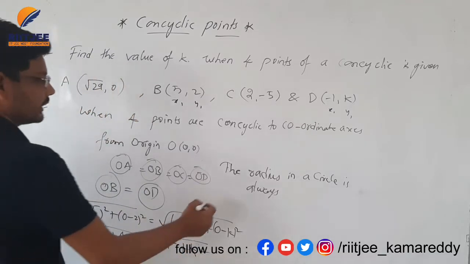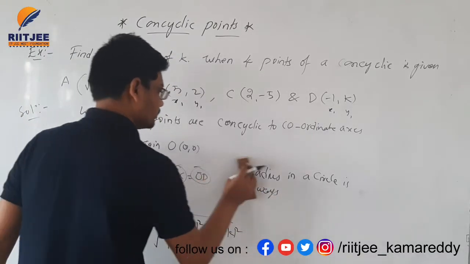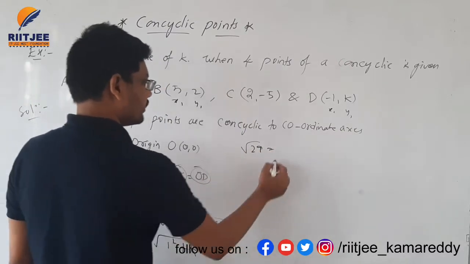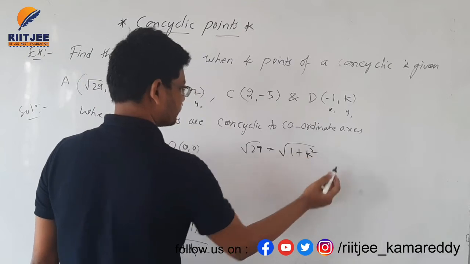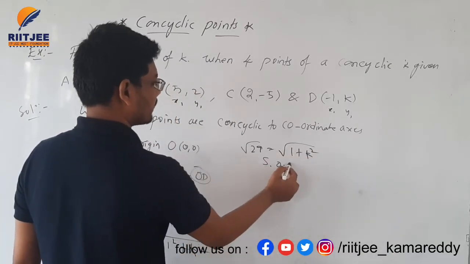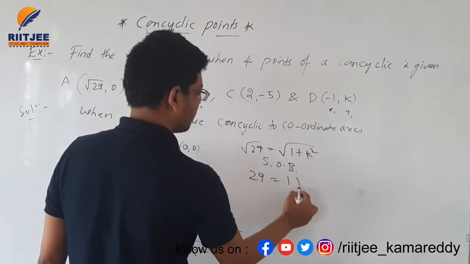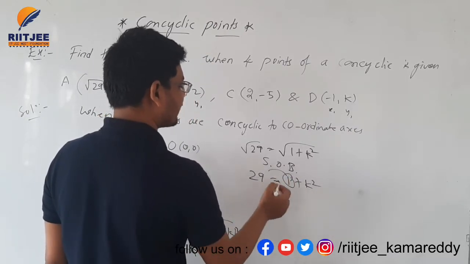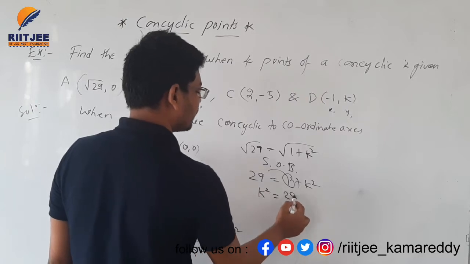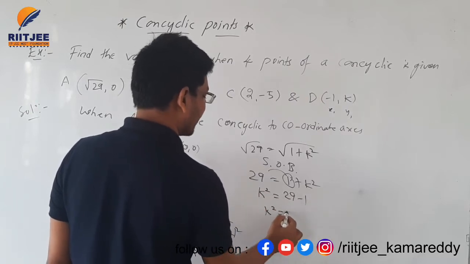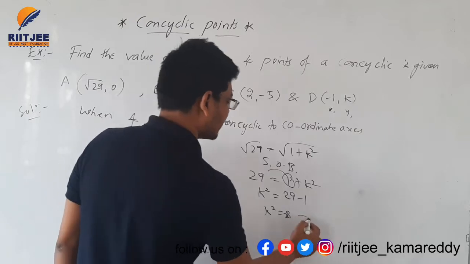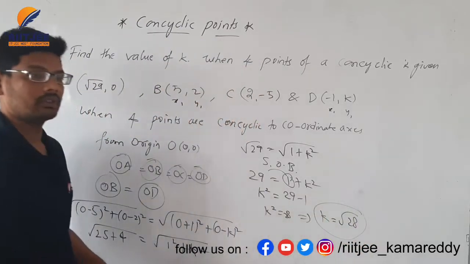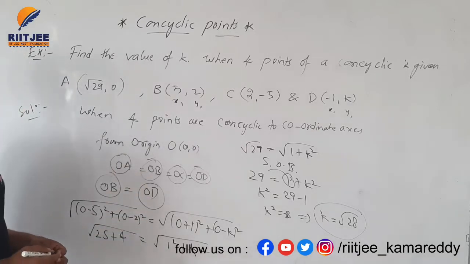And squaring on both sides, root 29 equals root of 1 plus k square. Squaring on both sides, 29 is equal to 1 plus k square. Here we want only the k value, so I am sending this 1 to the right hand side. k square is equal to 29 minus 1, k square is equal to 28. And here k implies square root of 28. This is the value of k here.